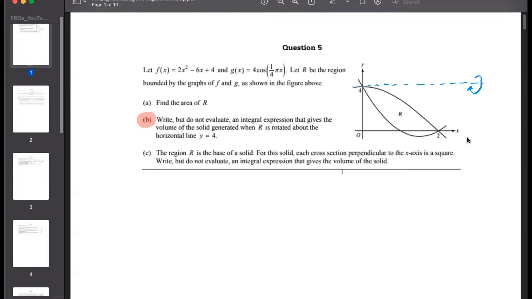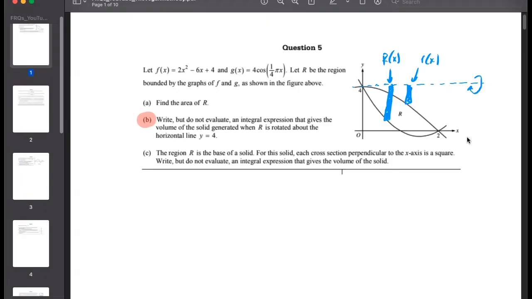And I think it's safe to say that we're going to use washer method because we have that empty space between the line that we're revolving and the region itself. So we have uppercase R in this case that we need to find, and lowercase r. So let's go ahead and do that now.